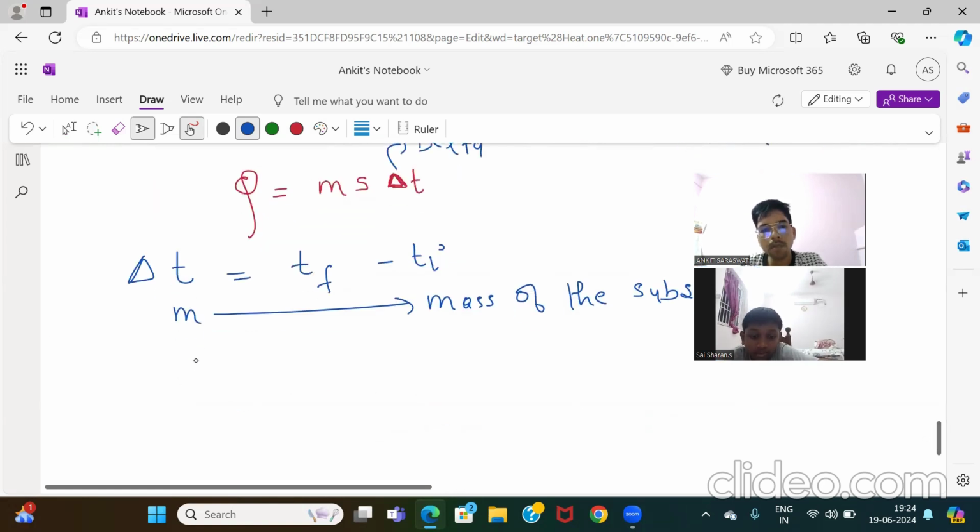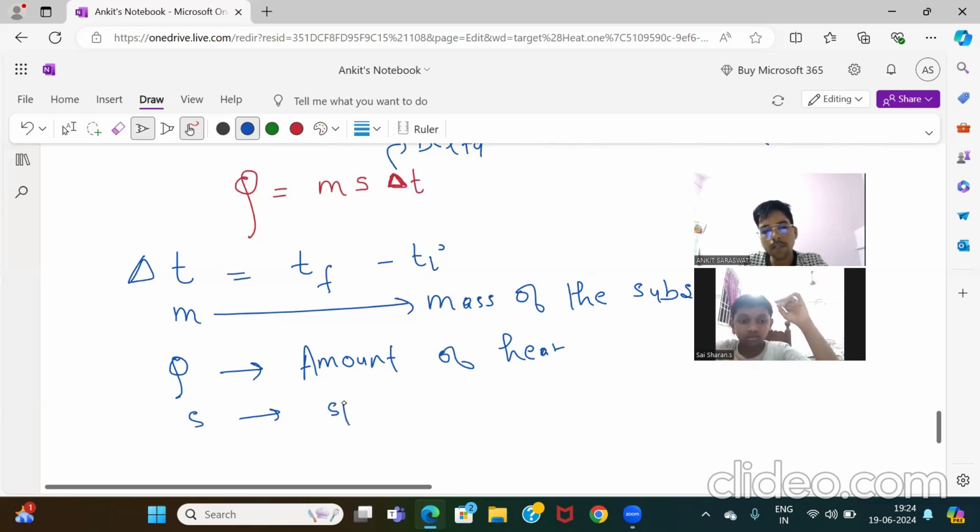Here, Q is the amount of heat supplied or amount of heat removed. Q is the amount of heat simply. Understood? Yes, sir. What is S? S is specific heat capacity.